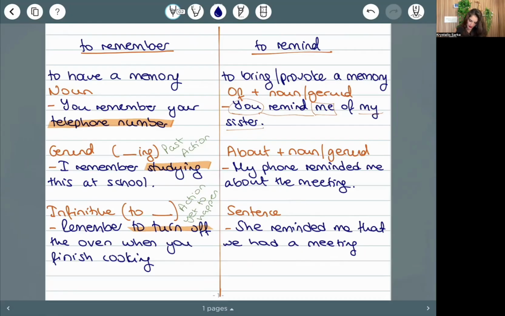You will notice that in the previous example, my phone reminded me about the meeting, and she reminded me that we had a meeting. They are the same things, and that's fine. The sentence is just giving more information. It's not obligatory, but you can use it without problem. Finally, the last part of remind is that with the infinitive. And it's exactly the same as with remember. It's about initiating an action. For example, remind me to call.